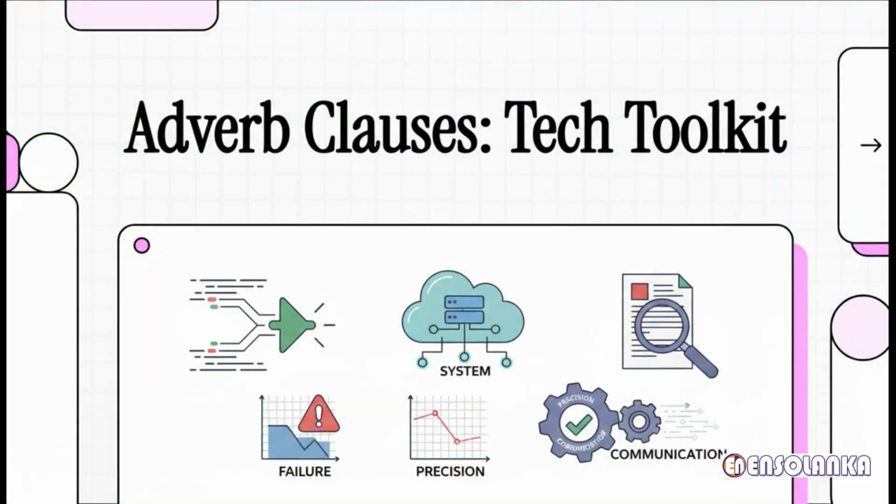You know, in the tech world, clarity isn't just a nice to have, it's absolutely critical. A single misunderstood report can lead to wasted hours or, even worse, a system failure. Today, we're going to build a toolkit for precision by mastering adverb clauses. Think of these as the grammatical tools that turn a vague update into crystal clear communication.